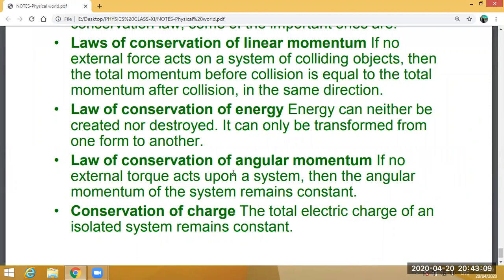If no external torque acts upon the system, then the angular momentum of the system remains constant. And the last one is conservation of electric charge. The total electric charge of an isolated system remains constant. It can neither be created nor be destroyed.